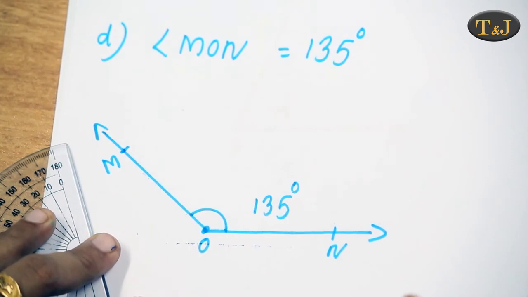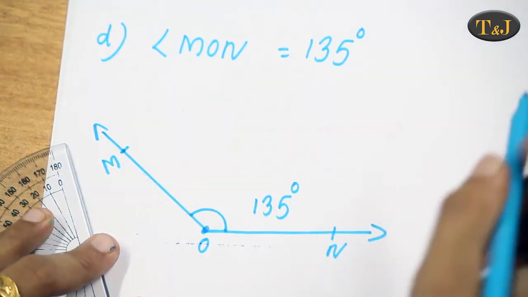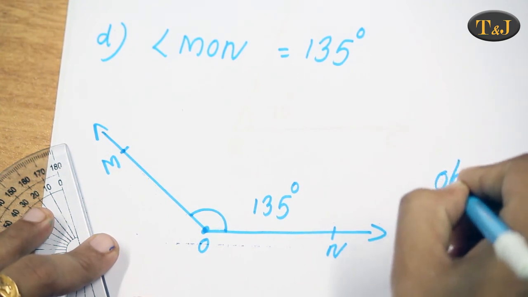Then which type of angle is this? Acute angle? No. An acute angle is less than 90 degrees. Is it a right angle? No. A right angle is 90 degrees. The next type is the obtuse angle. An obtuse angle means it is greater than 90 but less than 180. Yes, it is less than 180. So this type of angle is an obtuse angle.